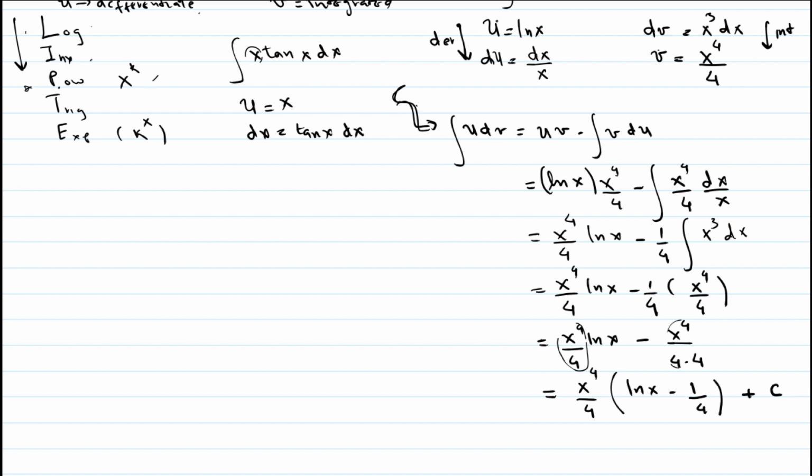Fine. So our u we find the derivative, and our dv would be the remaining part. We just find its integral, we apply to this formula, and then we solve.